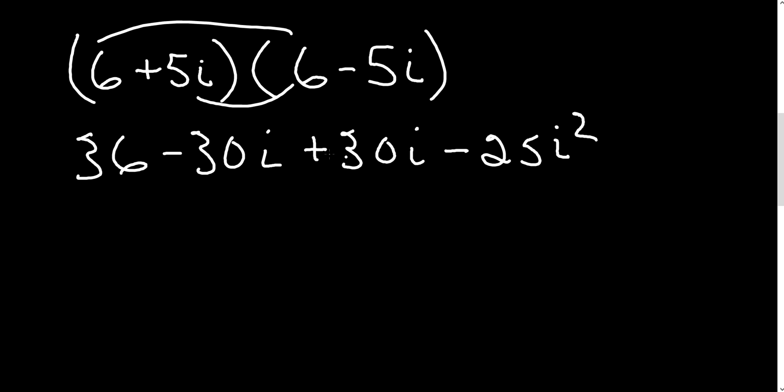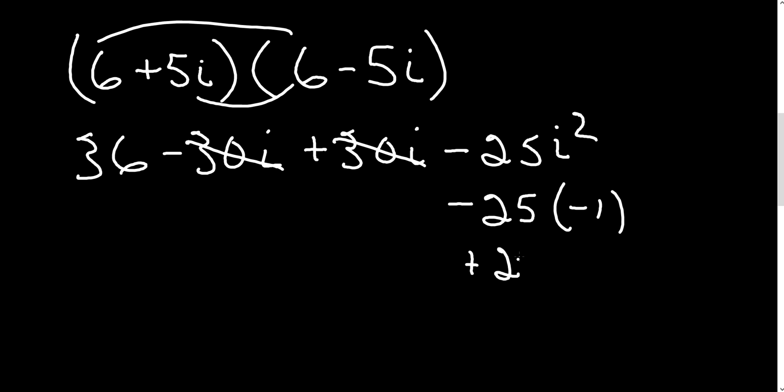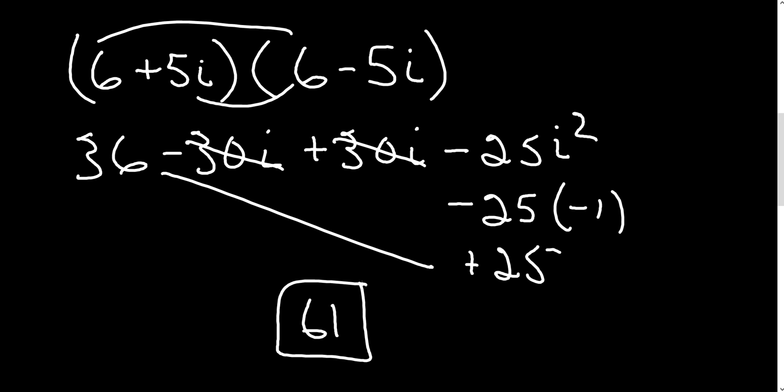So we know the middle terms here are going to cancel. One's negative, one's positive, negative 30 and positive 30. And then I've got this negative 25i squared. And remember, this is negative 25 times negative 1 now, which makes it 25. Then you have 36 plus 25, 61. Bingo. Got it.